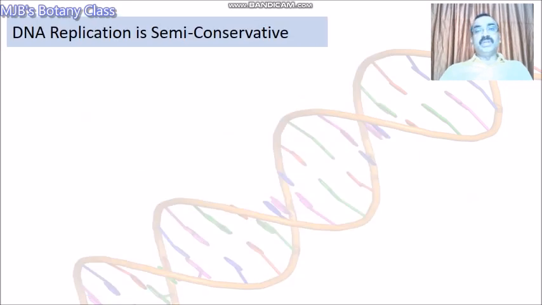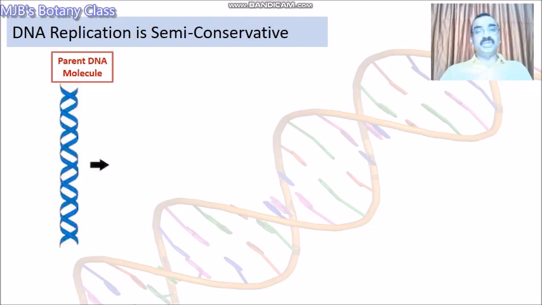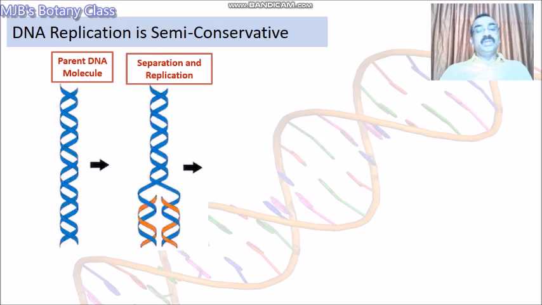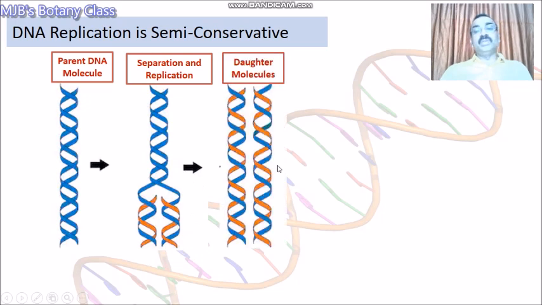Now another important aspect is that DNA replication is called semi-conservative replication. So let us try to understand why it is called semi-conservative. Now this is a parent DNA molecule made up of two helically coiled strands. So now you can see here the DNA is producing its copies. Now this is the area where replication has started. Now the replication has completed and it has resulted in the formation of two daughter molecules.